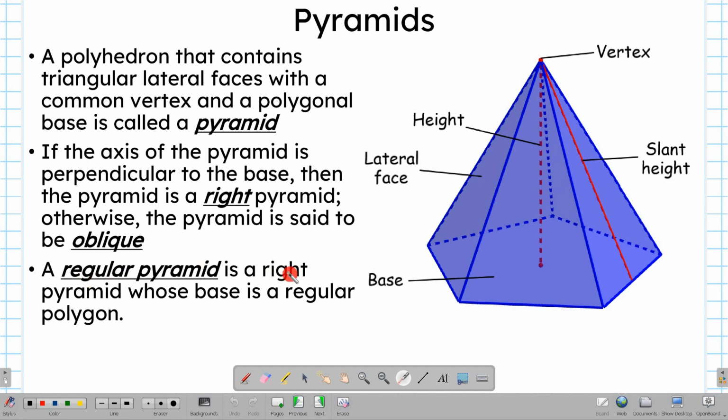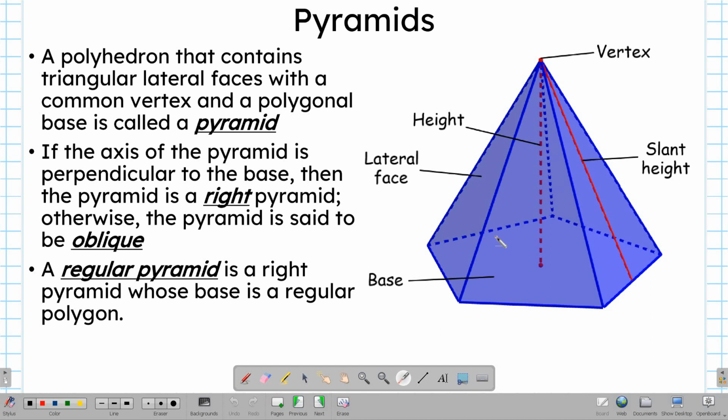A regular pyramid is a right pyramid whose base is a regular polygon. When we say regular polygon, it has congruent sides and congruent angles. The important things we need to know in the mensuration of pyramids are this, the height, while this is the slant height. The slant height is the height of each triangular lateral face, which is usually what we would need.